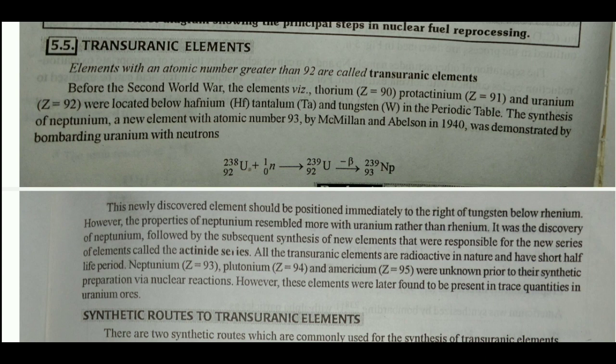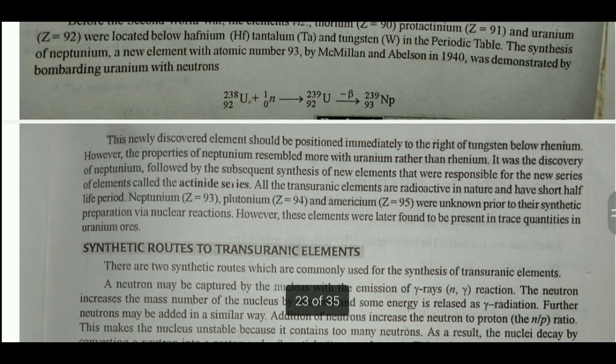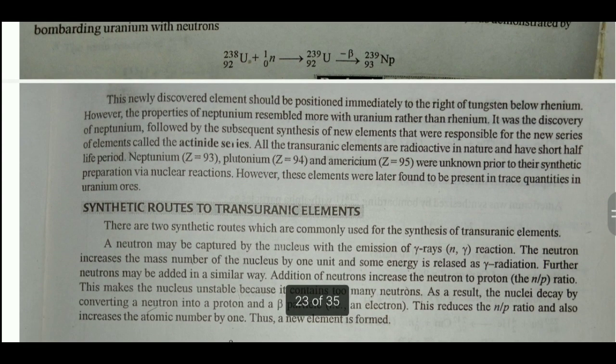The synthesis of neptunium, a new element with atomic number 93, by McMillan and Abelson in 1940, was demonstrated by bombarding uranium with neutrons. This newly discovered element should be positioned immediately to the right of tungsten below rhenium. However, the properties of neptunium resembled more the uranium rather than rhenium. It was the discovery of neptunium followed by the subsequent synthesis of new elements that were responsible for the new series of elements called the actinide series.